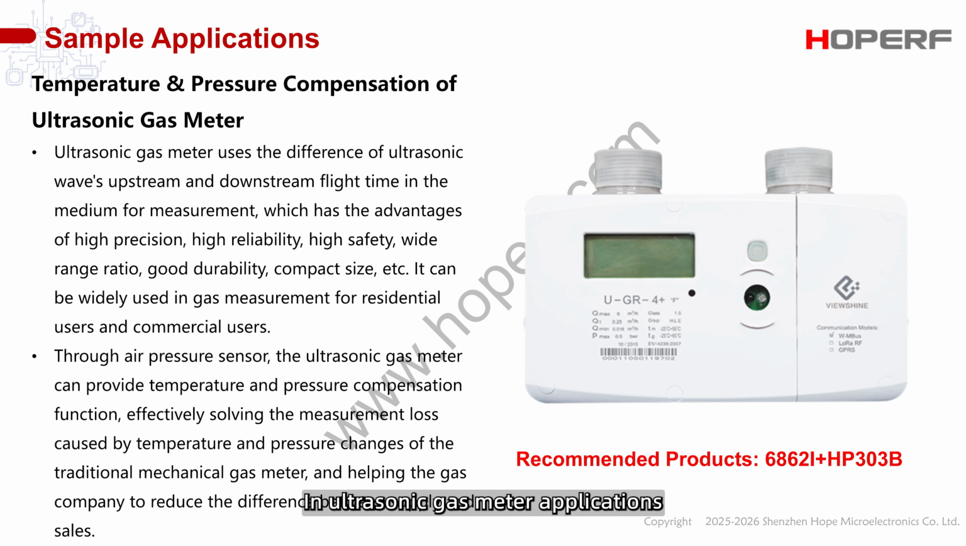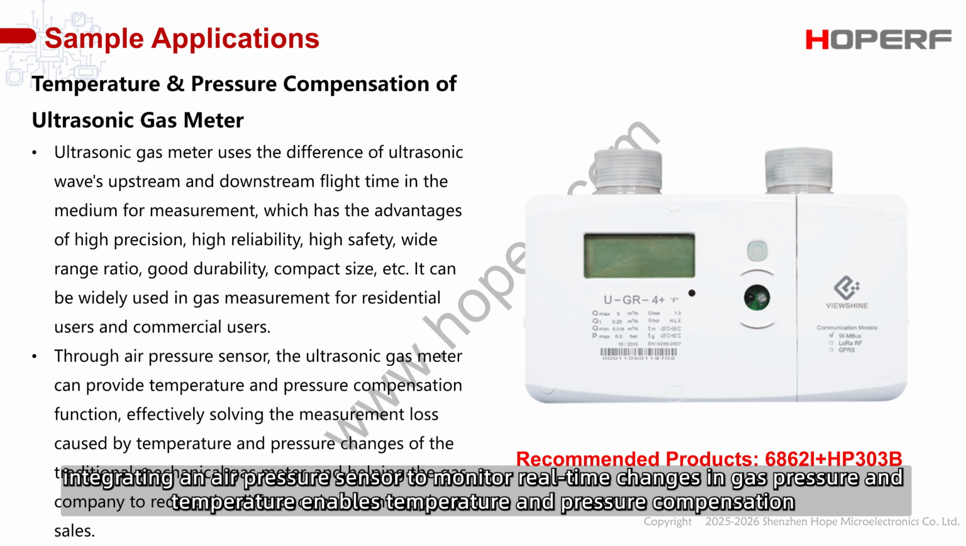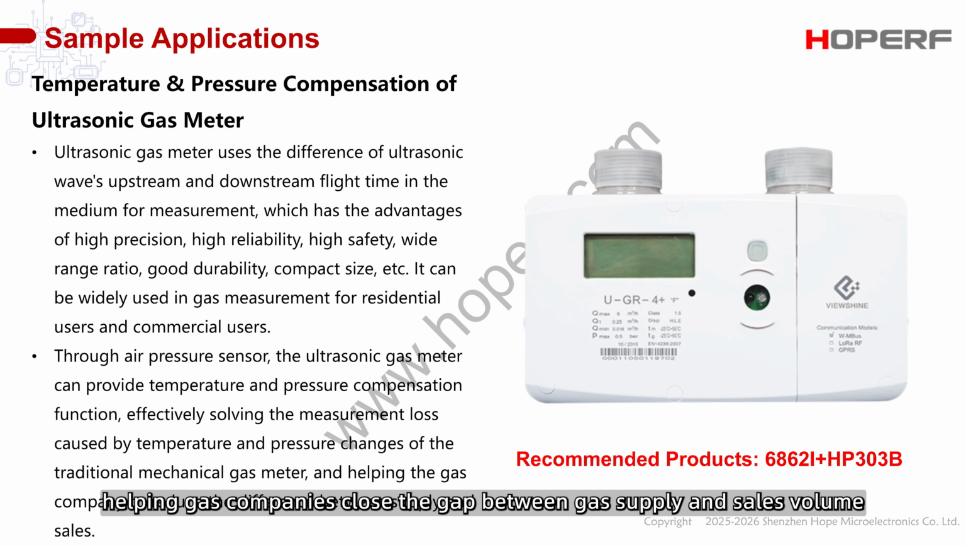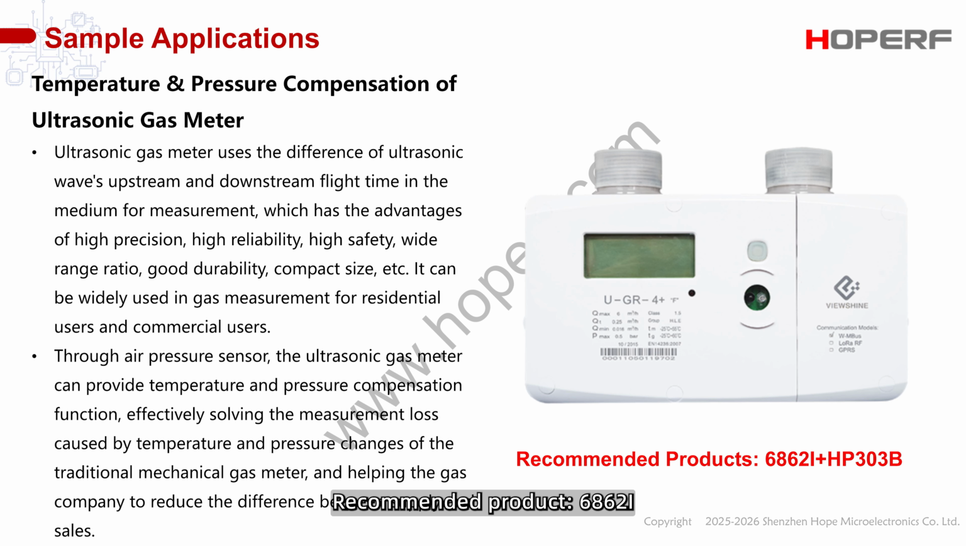In ultrasonic gas meter applications, integrating an air pressure sensor to monitor real-time changes in gas pressure and temperature enables temperature and pressure compensation. This effectively solves the measurement error problems that traditional mechanical gas meters suffer from due to temperature and pressure fluctuations, helping gas companies close the gap between gas supply and sales volume. Recommended product: 6A62I.